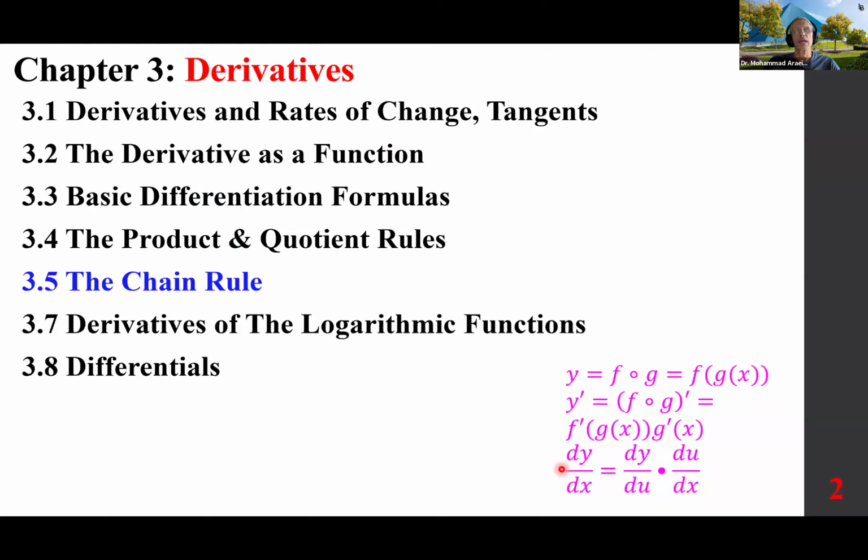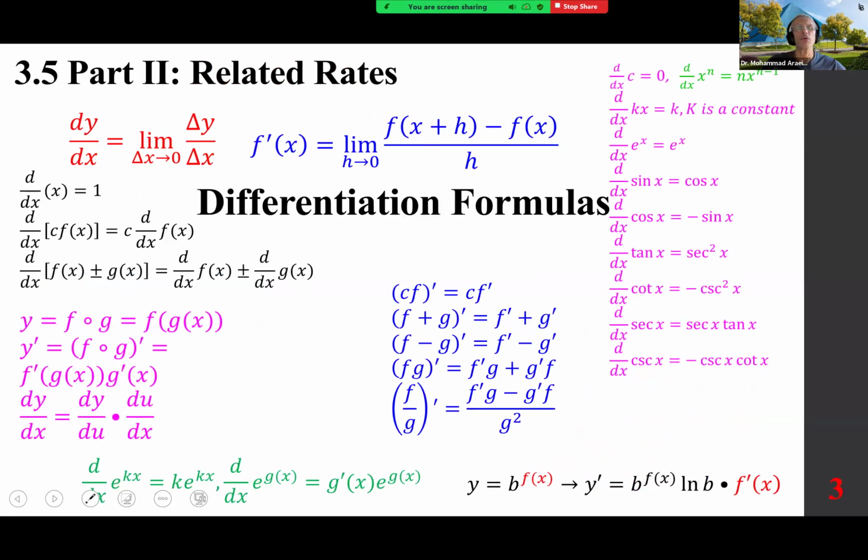So we covered various aspects of differentiation, and now the chain rule that comes from the composite function, resulting in y prime being f prime of g of x times g prime of x. In Leibniz's notation, dy/dx is dy/du times du/dx. As you can see, we have all kinds of differentiation formulas here, from the basics to the product rule, quotient rule, chain rule, exponential rules, everything that we have seen so far. So 3.5, related rates. Here's part 3 actually.